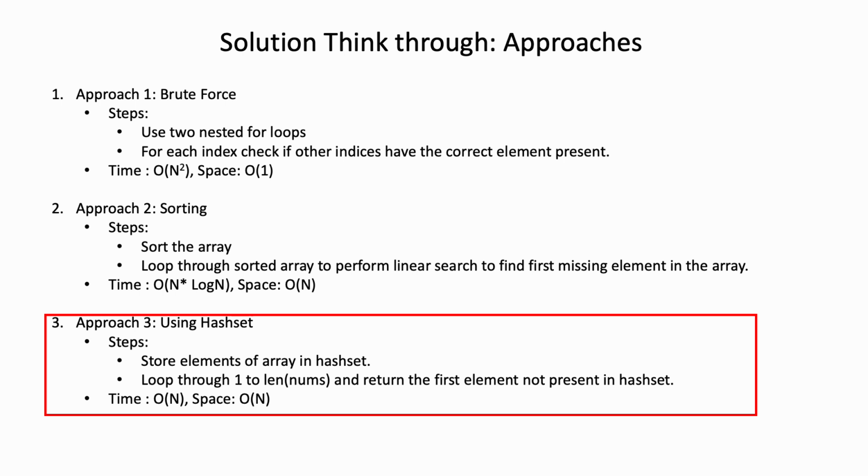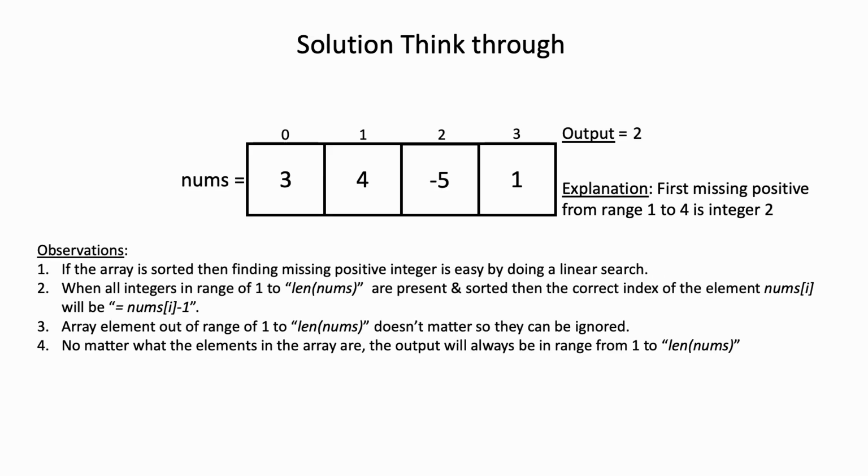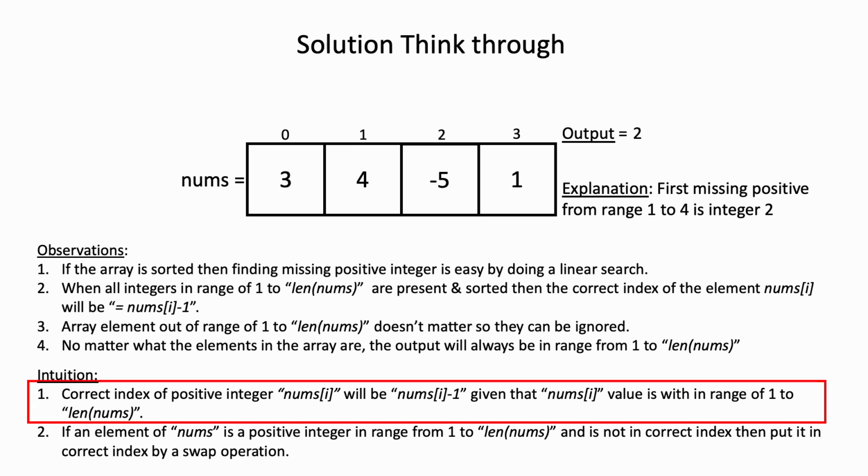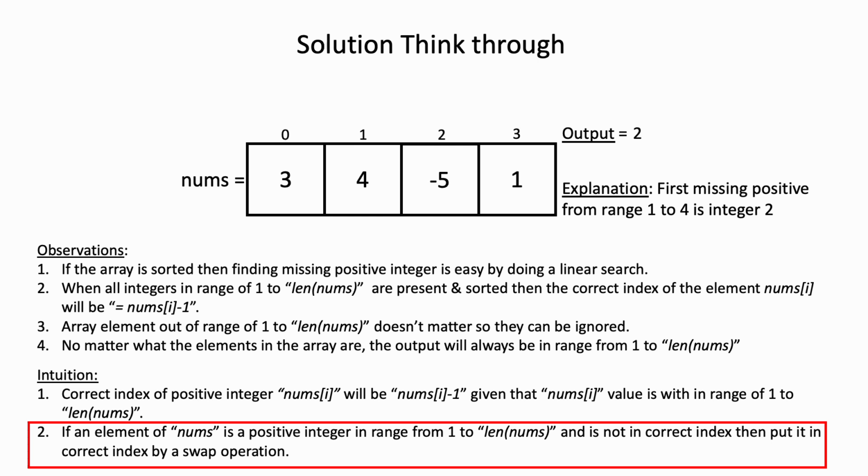So next, let's look at the intuition to come up with an approach of time complexity O(n) and space O(1). Looking at this example test case where the expected output is 2, and looking at the observations we made, we can come up with this intuition: the correct index of positive integer nums[i] will be nums[i] - 1, given that the nums[i] value is within the range of 1 to length of nums. If an element of nums is a positive integer in the range from 1 to length of nums and is not in the correct index, then put it in its correct index by a swap operation.